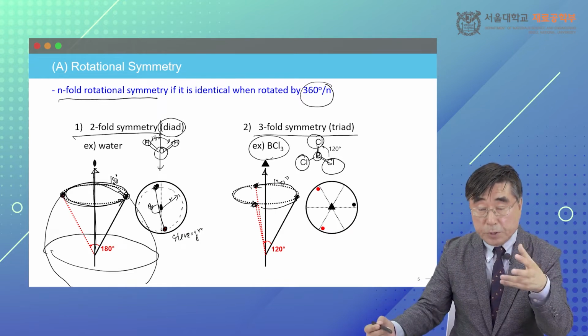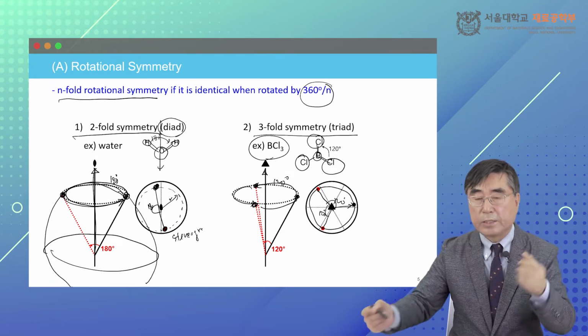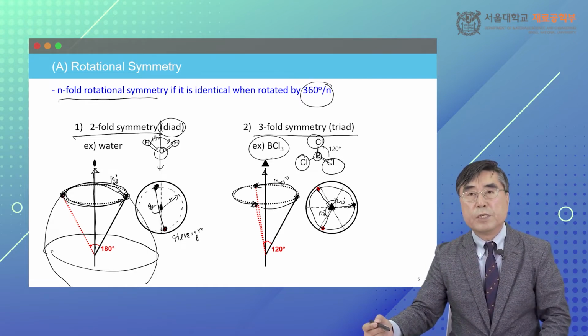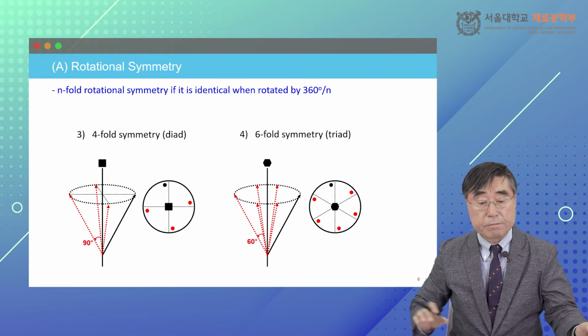And in the stereographic projection, now the rotation axis is perpendicular. So if there is any one pole in here, then you rotate 120 degrees. Then this is the designation of three-fold symmetry in the stereographic projection.